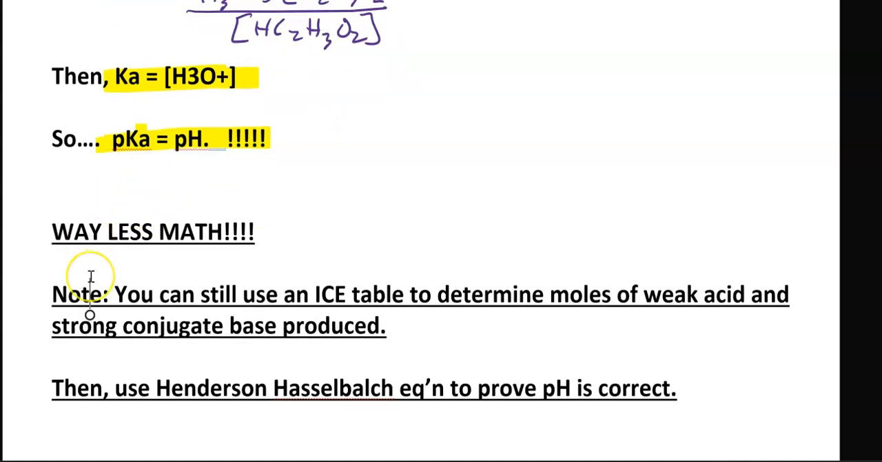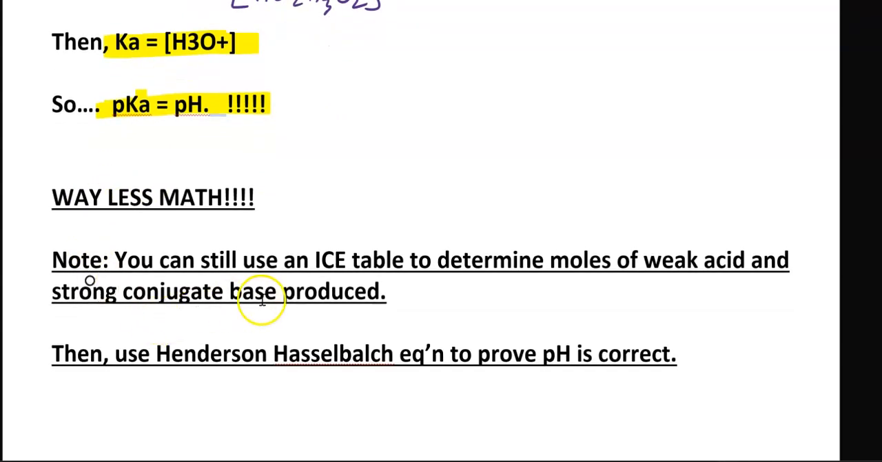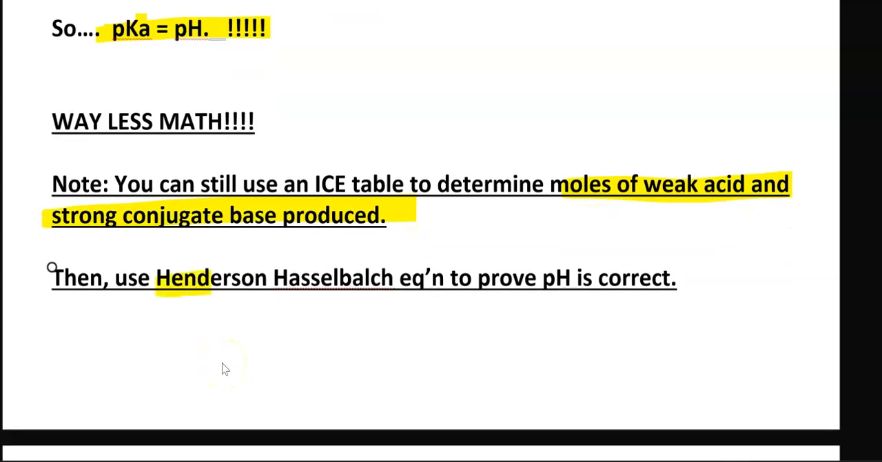Final note on this, you could use an ice table to figure out your moles of weak acid and your strong conjugate base that you've produced. Or when I say strong conjugate base, maybe I should say stronger perhaps than a spectator ion's base type thing. So be careful with your wording there. You could use an ice table if you want to. Another option is you could use what's called the Henderson-Hasselbalch equation, and you can prove that the pH is correct. Okay?